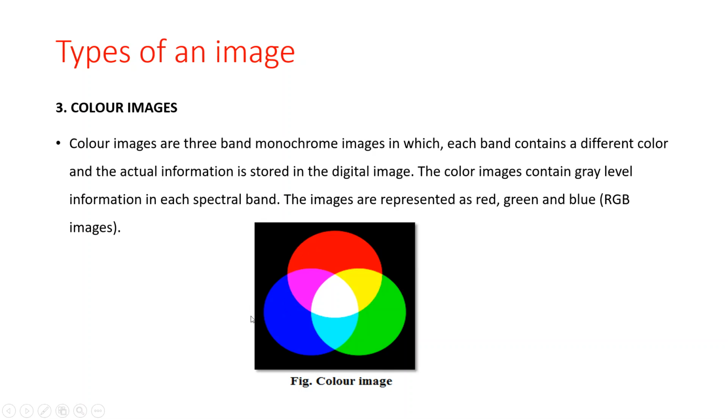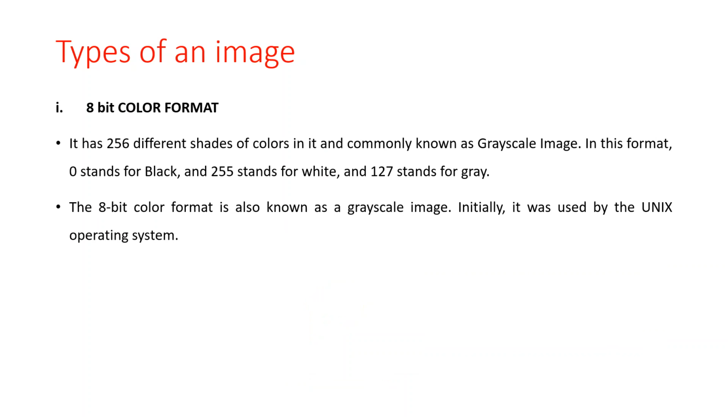If you combine red and blue, we get this color. If you combine red and green, we get this color. If you combine blue and green, we get this color. So this is a part of a colored image. This colored image is again categorized into 3 parts: 8-bit color format, 16-bit color format and 24-bit color format. First we discuss the 8-bit color format.